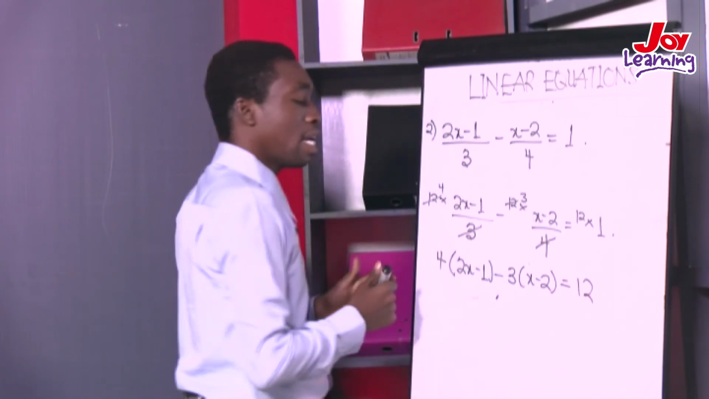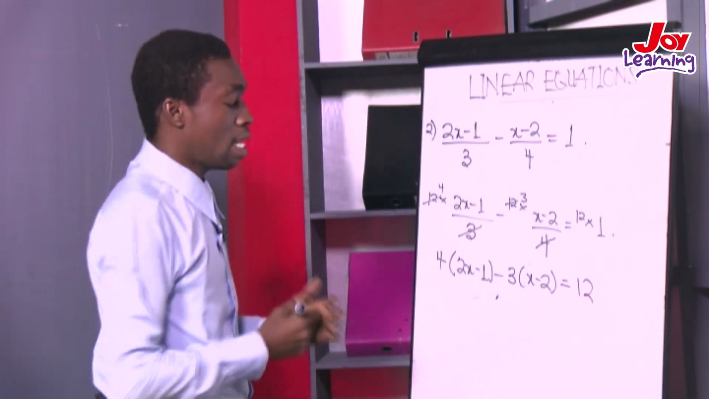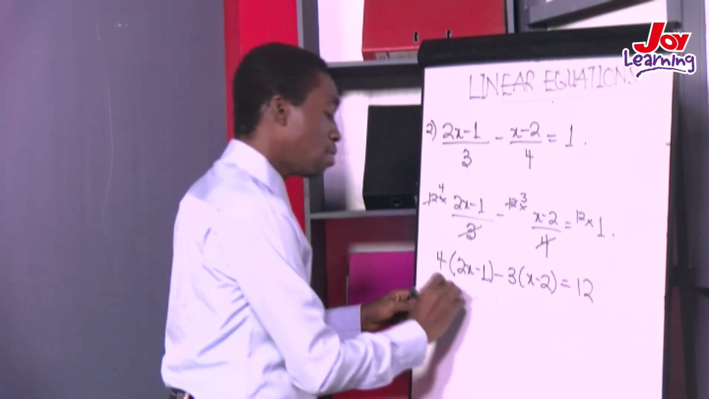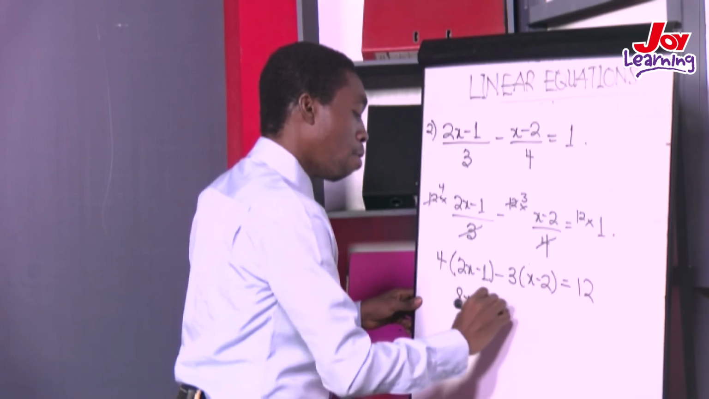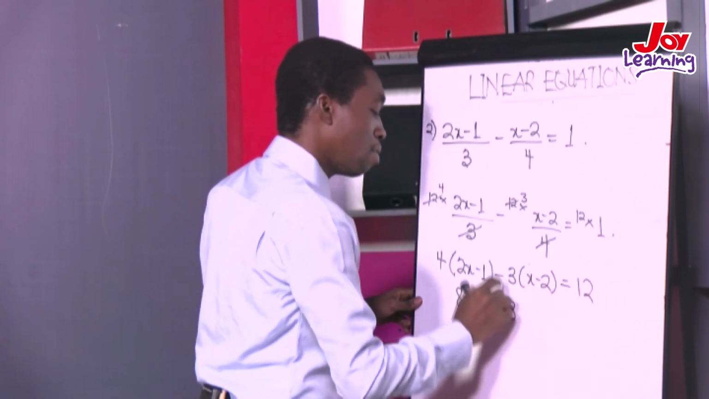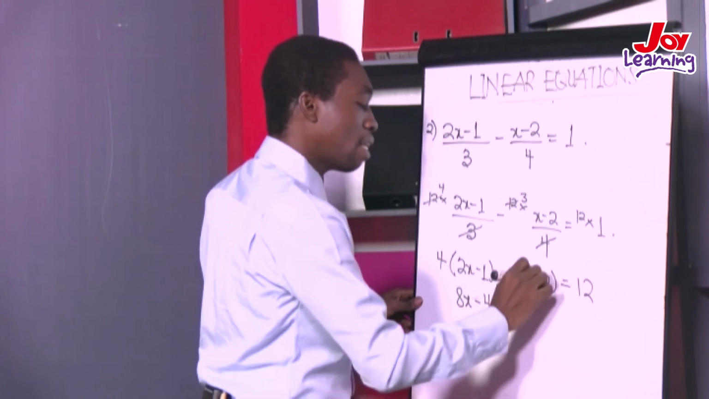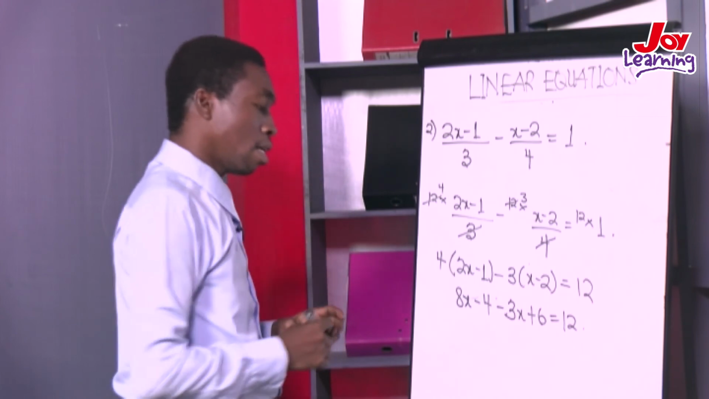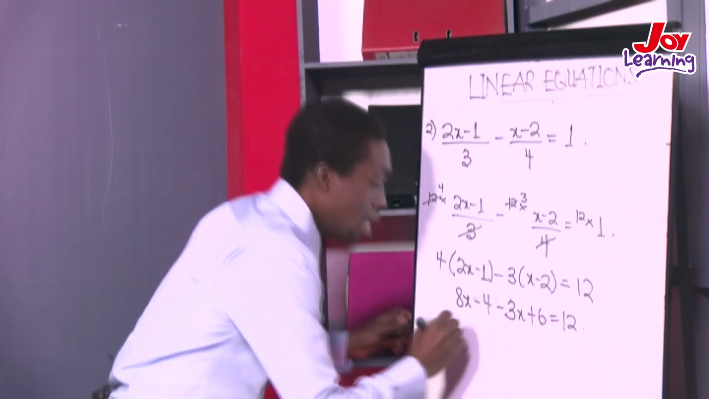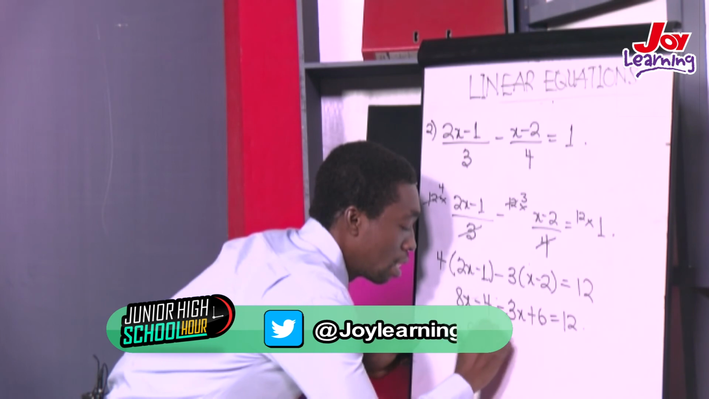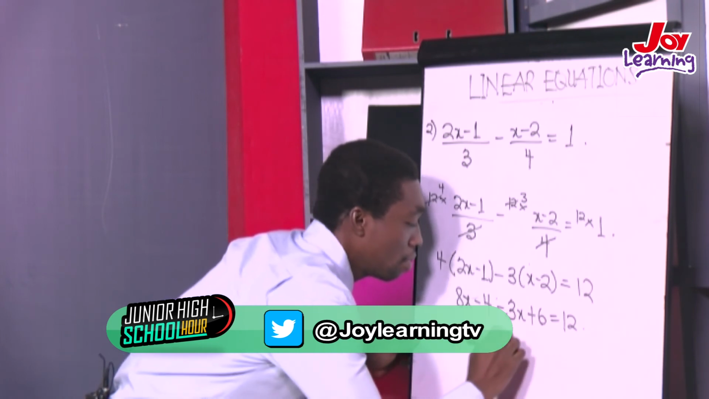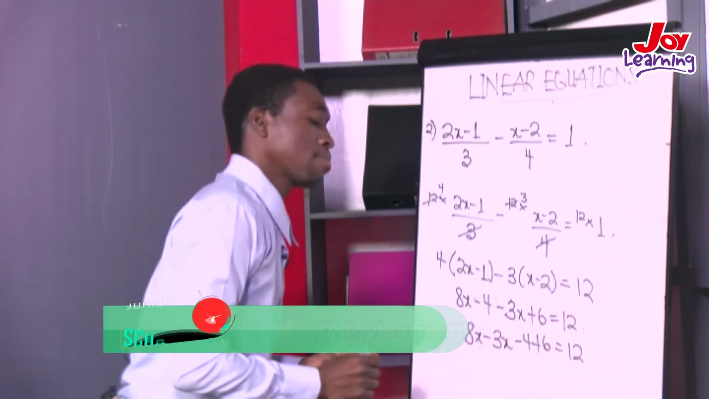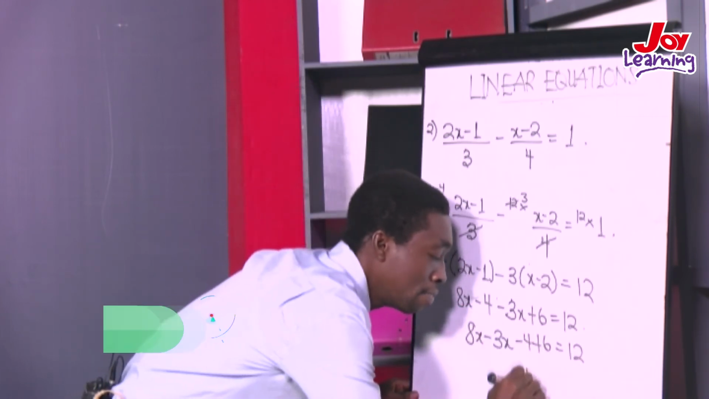So here we apply the knowledge we know under the brackets. Okay, dealing with the brackets. So that's what we are going to do. So 4 times 2x, you have 8x minus 4 minus 3x. That's minus 3 times x. Minus 3 times minus 2, that's positive 6, equal to what? 12. So let's simplify the variables and then deal with the numbers too. So we have 8x minus 3x, then you have minus 4 plus 6, equal to what? 12. So here minus 4 plus 6, you have positive 2 over here.